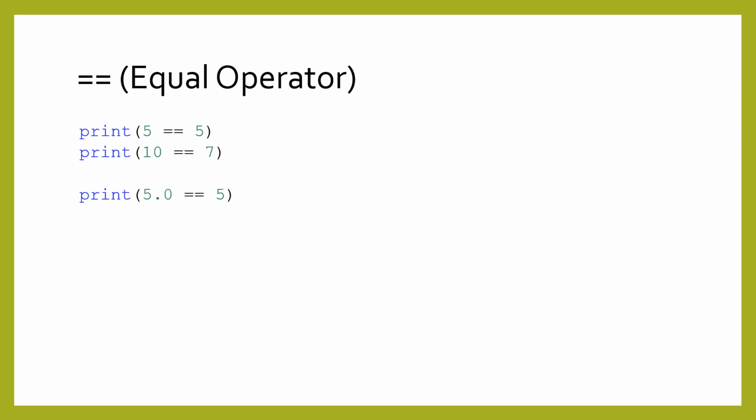The most basic test is whether two numbers are equal. This may sound weird, but in Python we use two equal signs to test for equality. Do not use one equal sign. That means something completely different.